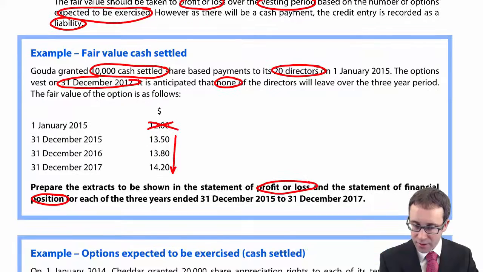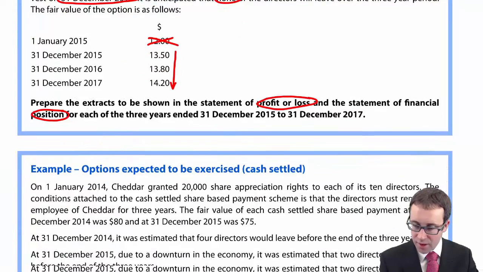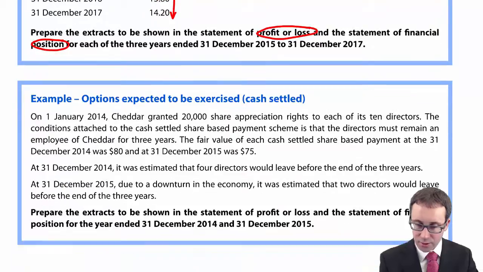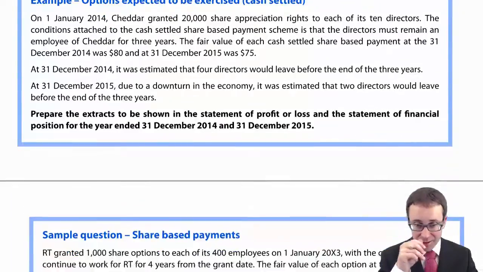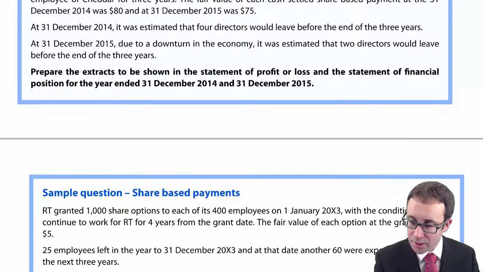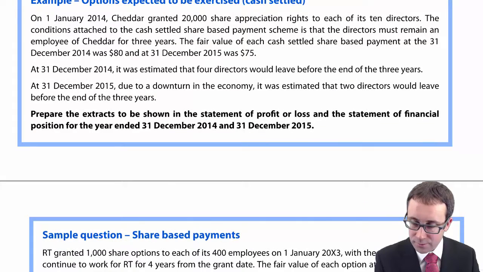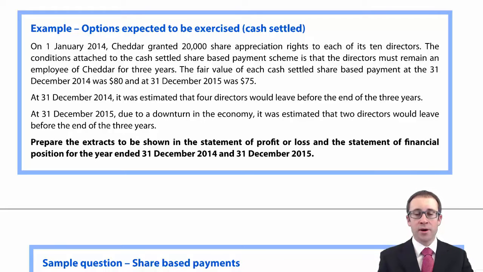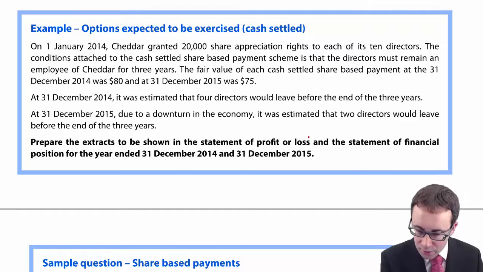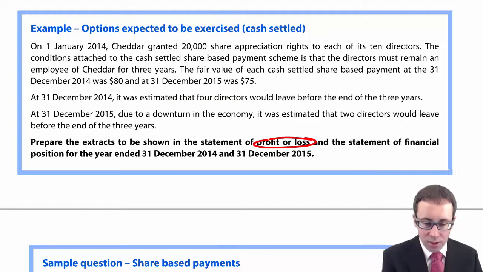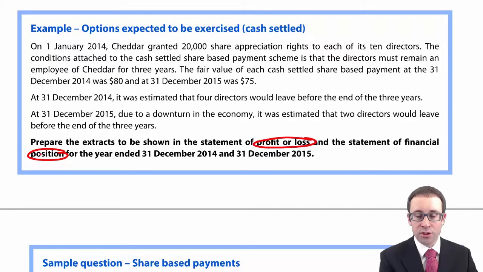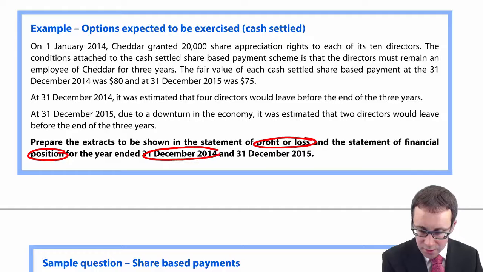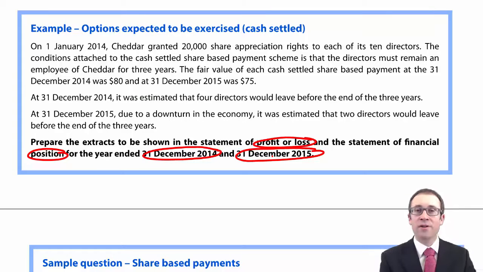So immediately after that first question, based on the fair value of your cash settled, we have a little bit to look at. Apologies. To go through and look at a similar scenario based on cash settled share-based payments, but whereby we make adjustments for the options that we expect to be exercised. So again, it looks at profit or loss and also at your position. Here it just wants 2 years, December 14, December 15.